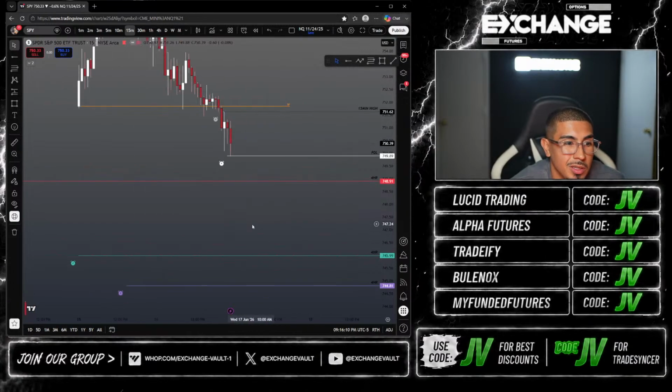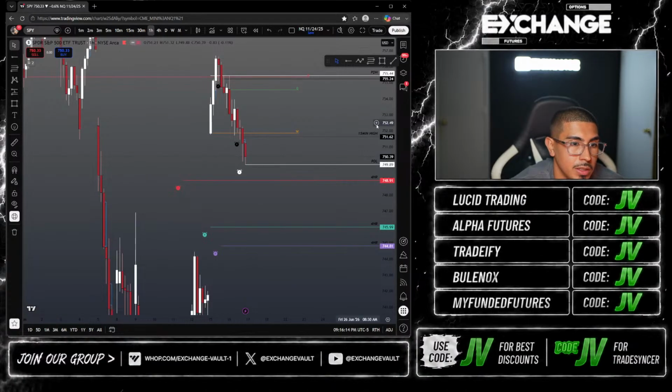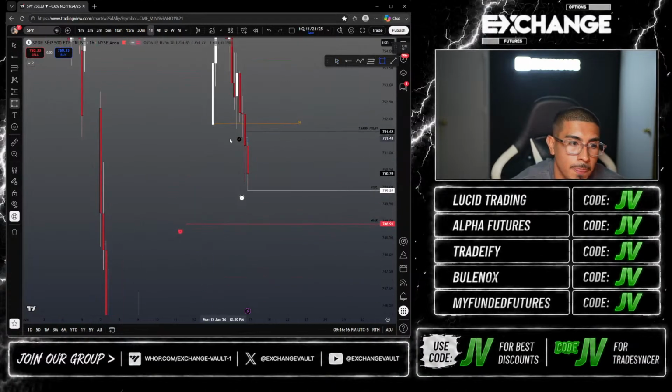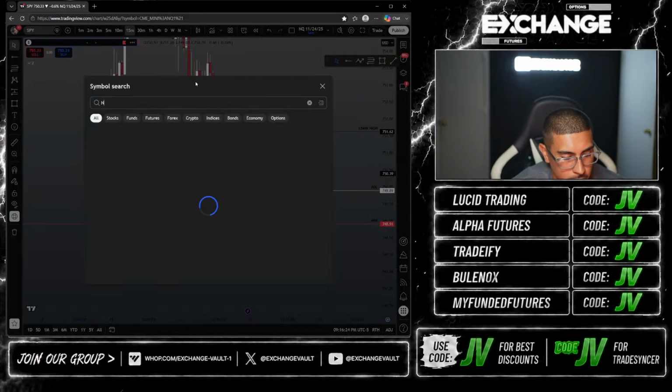Yeah, that's pretty much it. Either retest the hourly imbalance here. Oh, I forgot this is open all night. 1 hour imbalance. All right, let's go back to NQ.